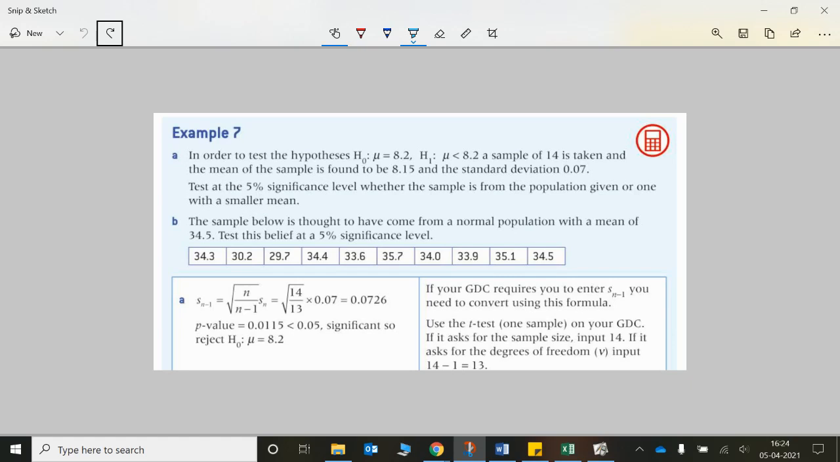Okay, so a sample of 14 is taken. Oh, it really should say that this is taken from a normal distribution, because a sample of 14 is too small to use the central limit theorem in this case. I think that's a mistake in the question.